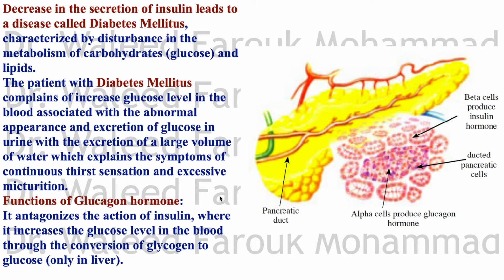The glucagon hormone, okay, antagonizes the action of insulin, where it increases the glucose level in the blood through the conversion of glycogen to glucose. ده عكس الاكشن بتاع الانسولين اللي بيخلي فيه break down of glycogen اللي موجود في الليفر وفي المسلز علشان يتحول ل glucose. Okay? So we have the alpha cells and beta cells. The alpha cells secrete glucagon. The beta cells secrete insulin. And do not forget diabetes mellitus.